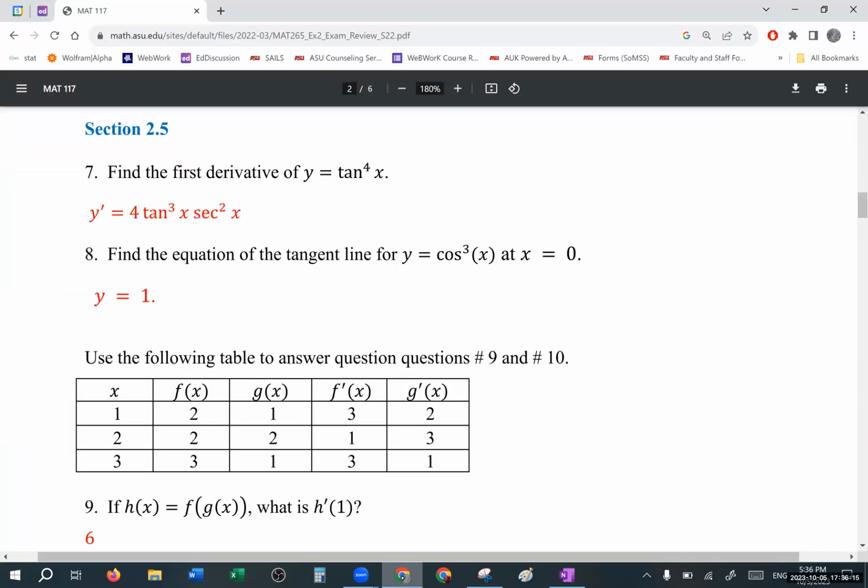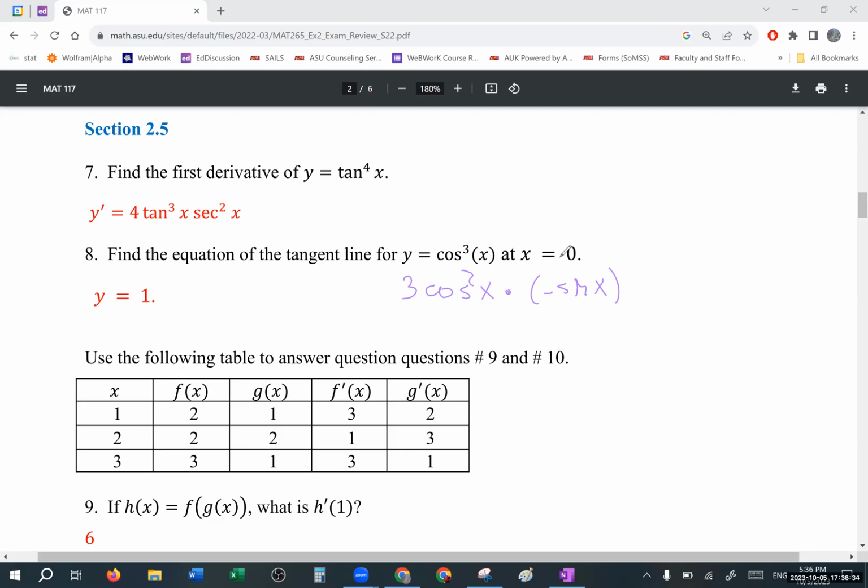The other one, you see the same thing with cosine cubed. Nothing really different. 3 goes down, cosine squared times minus sine. Boom, type it and you're fine. And then if they ask you to find the equation of a tangent line, you proceed. Do I put it in my list?